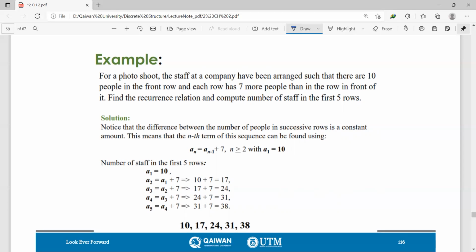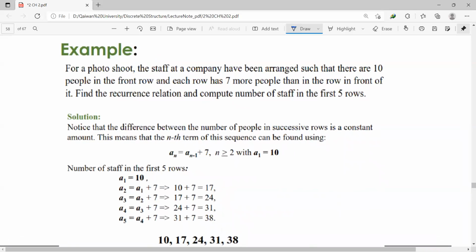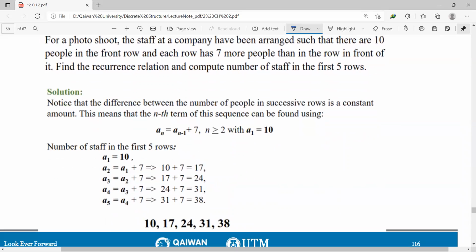Here we have an application example. It says for a photo shoot, the staff at a company have been arranged such that there are 10 people in front. If this is the first row, these are the front ones. Here we have 10 people in the front row. And each row has 7 more people than the row in front.